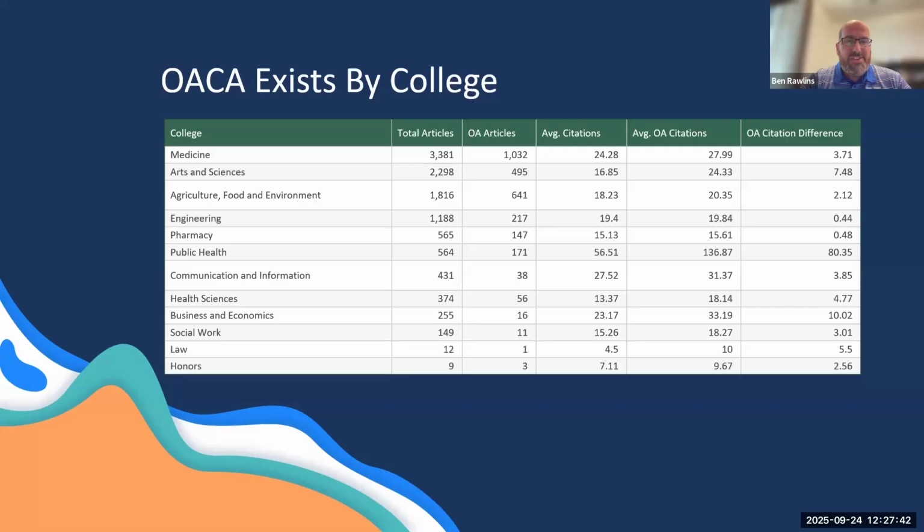So while the advantage isn't universal or necessarily consistent in size, it's clear that open access is making a measurable difference across most colleges at UK. Next slide, please.